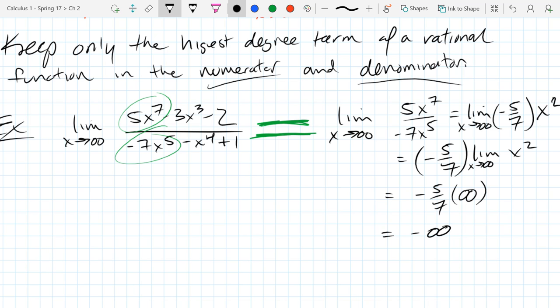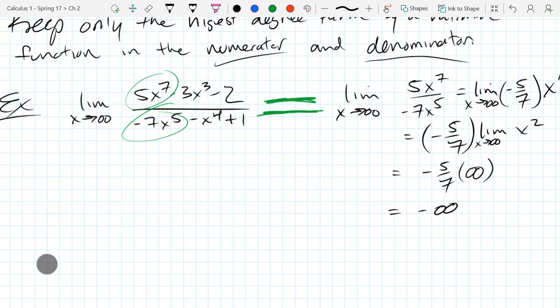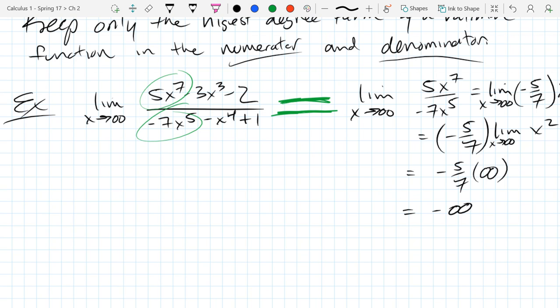You can think of infinity as absorbing whatever constant is next to it when you multiply, unless that constant is zero, in which case you have to work a lot harder. So infinity times a negative number is negative infinity. Infinity times a positive number is positive infinity. And infinity times zero, who knows? You have to do a lot more work.